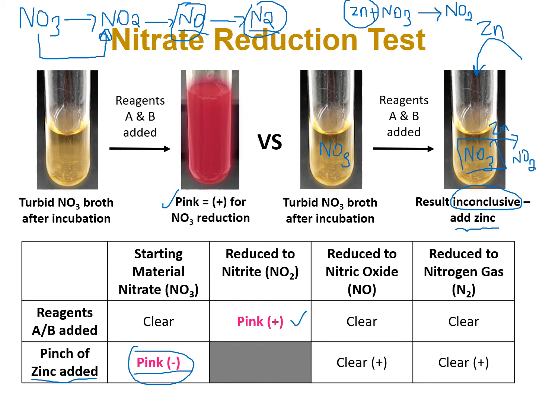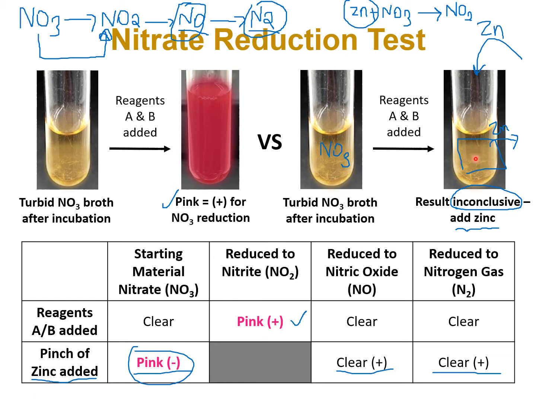Because depending on where you see this pink color, the pink color could mean something totally different. Now if I've added zinc and I get a clear color, what does that mean? Well, it just means that zinc did not find any nitrate to reduce. So let's say that you've added zinc into this broth, but there isn't any nitrate.